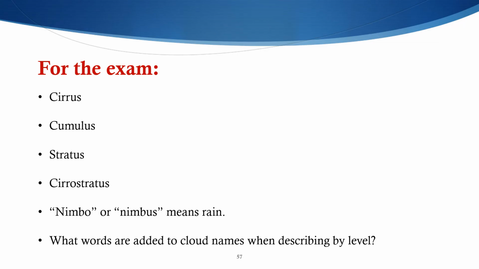Remember, if the cloud is at a high level, we're going to tack on the word cirro or cirrus in there somewhere. If it occurs at the middle level of the atmosphere, we are going to add the word alto. And if it occurs low in the atmosphere, we're going to add the word strato or stratus. So those are the basic cloud types. But there's one more basic cloud type that we haven't mentioned yet, and you might not normally think of it as a cloud. What is it?